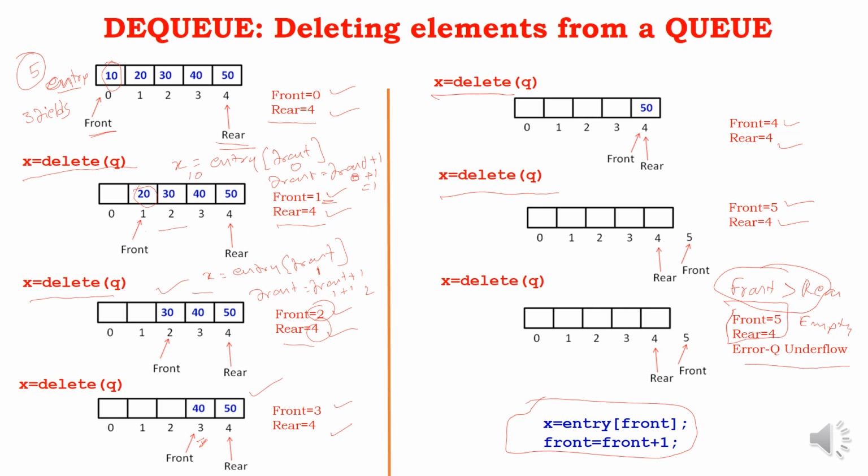See the first figure in the insertion. We have declared an empty Q where front is 0, rear is minus 1. Still there also front is greater than rear. When front happens to be greater than rear, you can say that Q is empty. So the main instructions to delete an element from a queue are X is entry of front, and front is front plus 1.